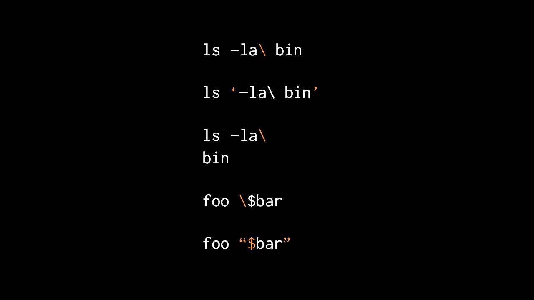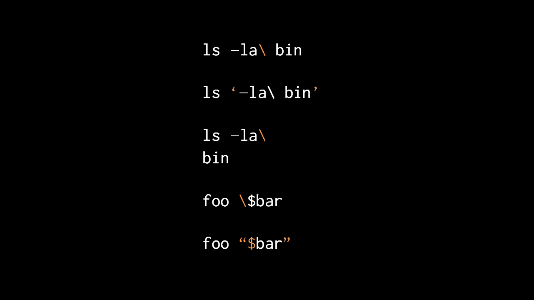In the second example here, when we enclose the arguments in a pair of single quotes, that backslash now no longer has a special meaning. So this is invoking the ls program with a single argument that reads hyphen la backslash space bin. In the third example here, the backslash is now preceding a newline character, thereby robbing the newline of its normal significance, which is to denote the end of the command. So effectively what we've done is actually split this command from one line into two.